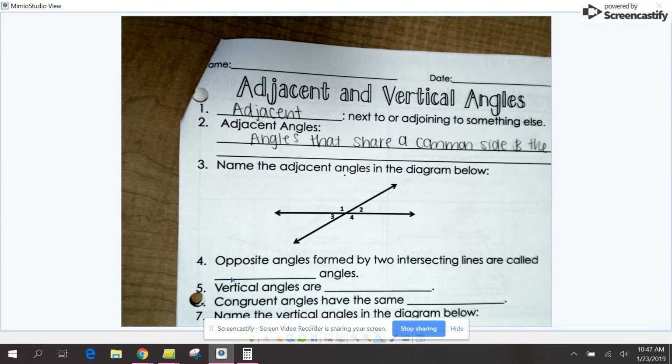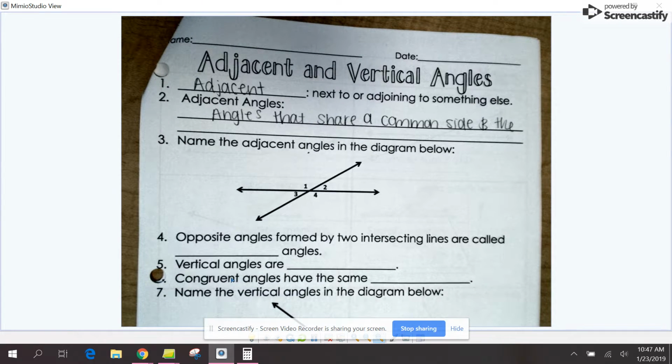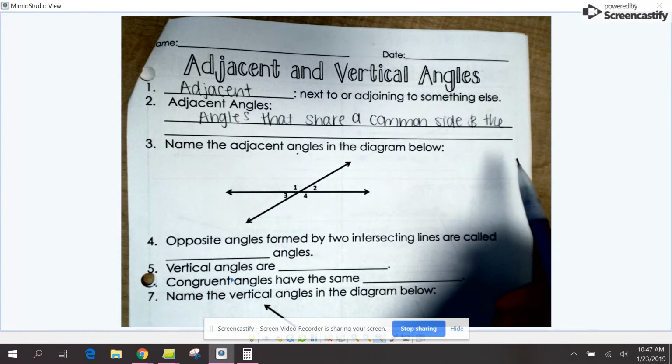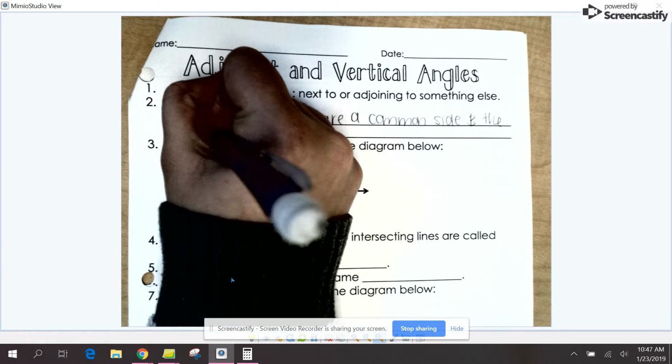All right, the last video cut me off. Apparently I have a 10-minute limit on this thing. So anyway, angles that share a common side and the same vertex.